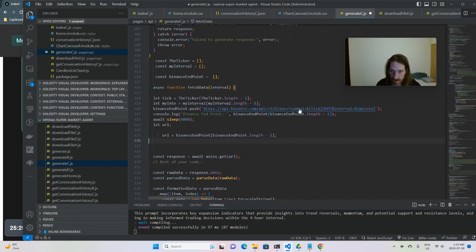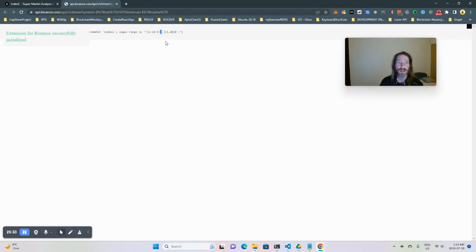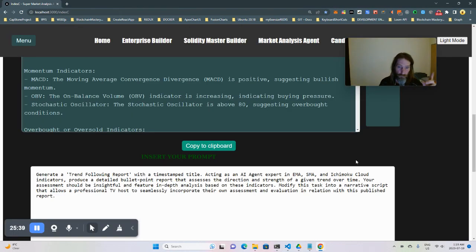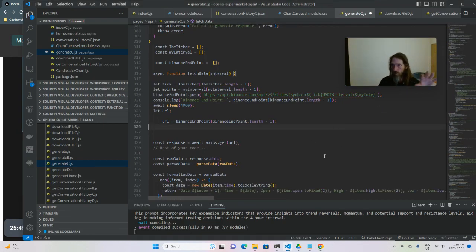I'll just click this. You see how it came back here? It's not good, because of those brackets. But my code works because I prepare it. I make this, I push it into an array, and then I take it.